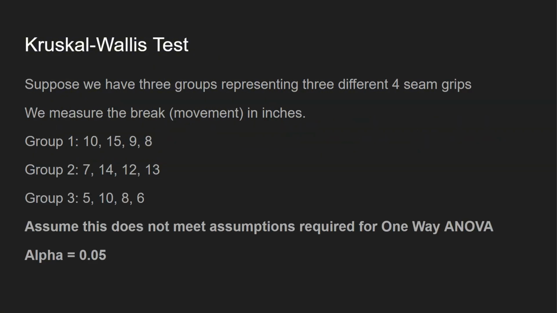All right, suppose we have three groups representing three different four-seam grips. A four-seam is a type of fastball in baseball. There's going to be movement or break on your fastball in inches. So each of these three different grips over here determine the groups. Group 1 has 10, 15, 9, and 8. Group 2: 7, 14, 12, 13. Group 3: 5, 10, 8, 6. We're going to make an assumption that this data set does not meet the requirements for the one-way ANOVA, and alpha is 0.05. Again, I'll show you a little bit later with SciPy how we can do Shapiro and Levene.